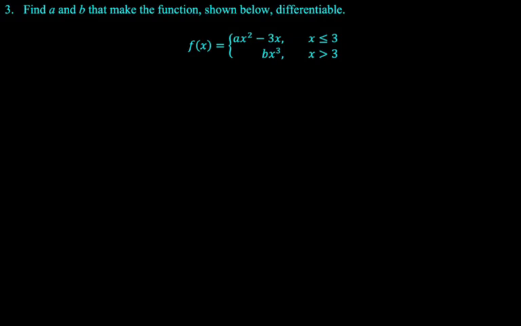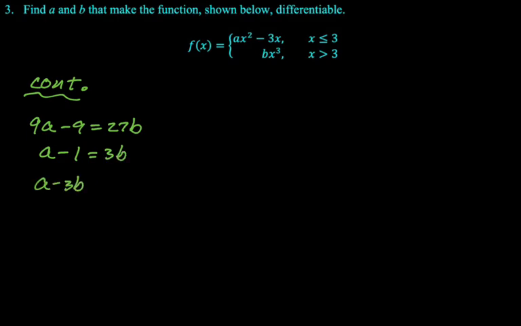It's the notation that's hard. So the first thing you do is you just take 3 and you plug it into both branches. That's going to force this function to be continuous and set them equal. So I'm going to plug 3 into the top branch, which gives me 9a minus 9, 3 into the bottom, which gives me 27b. I'm going to rearrange this so that I can use it in a system to solve.